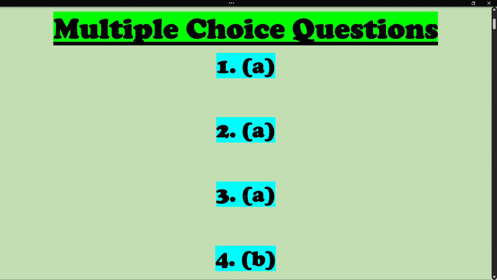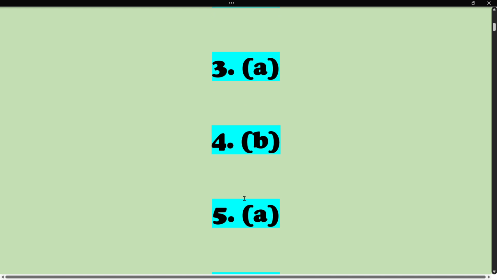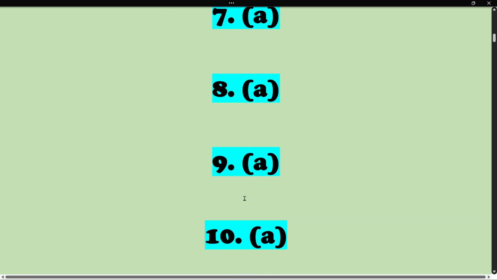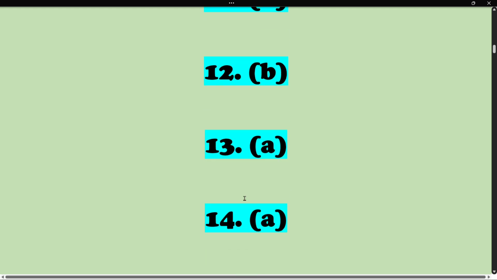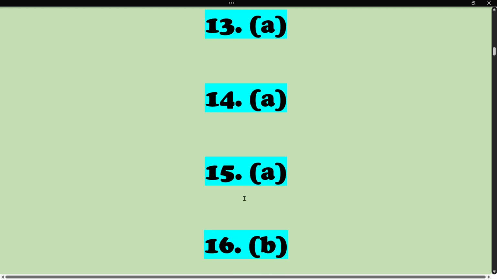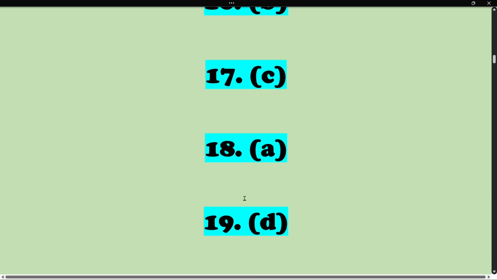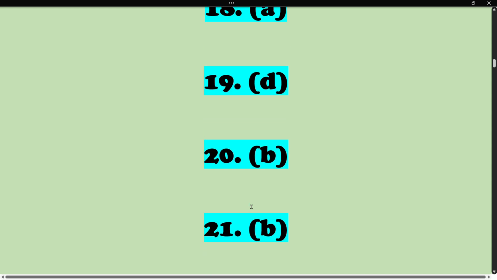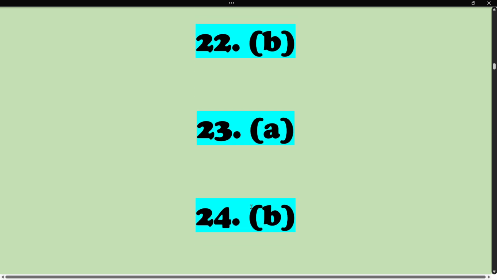First A, second A part, third A, then fourth B, fifth A, sixth A, seventh A, eighth A, ninth A, 10th A, 11th B part, 12th B, 13th B part, 14th A part, 15th A part, 16th B, 17th C, 18th A part, 19th D part, 20th B part, 21 B, 22 B, 23 A part, 24th B part.